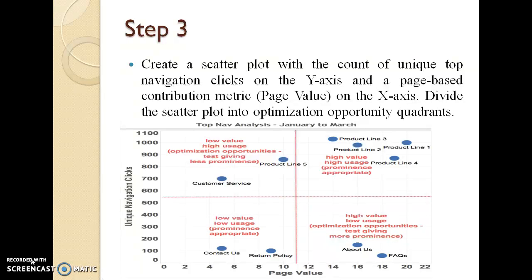In this scatter plot, it's done from January to March, where the first quadrant denotes low value and high usage for services. The second quadrant denotes high value and high usage for services. The third quadrant denotes low value and low usage for services. And the fourth quadrant denotes high value and low usage for services.